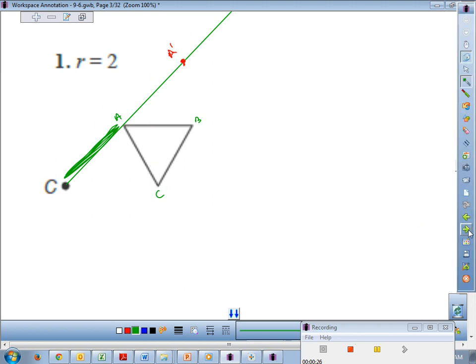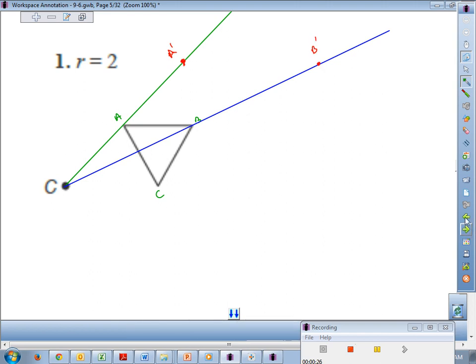And then let's do that again for B. Just measure how far away this point B is from C. And I measured it at 2.3 centimeters. So we'll double that and go to 4.6 centimeters, and that's where B prime will end up being. If I'm going too fast for you, you can always pause the video.